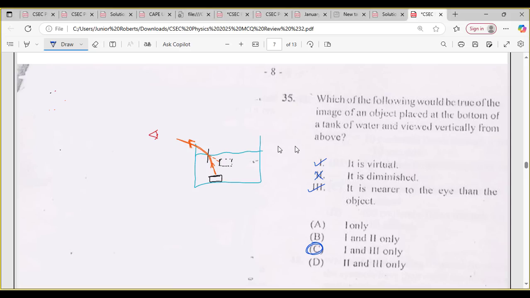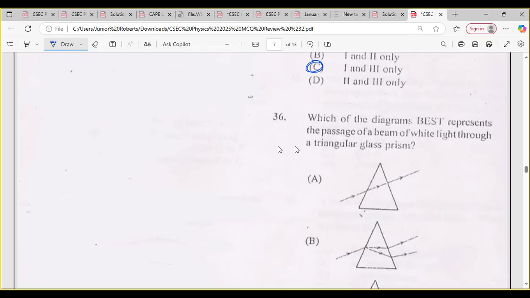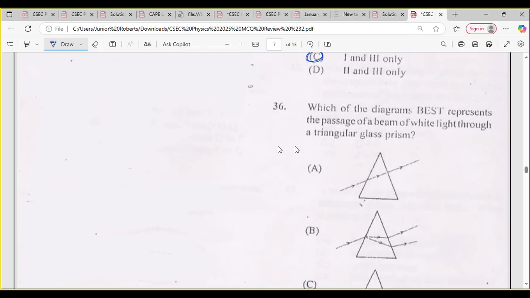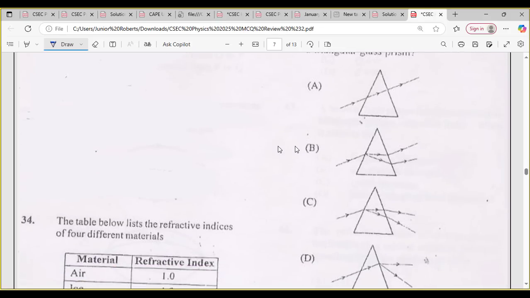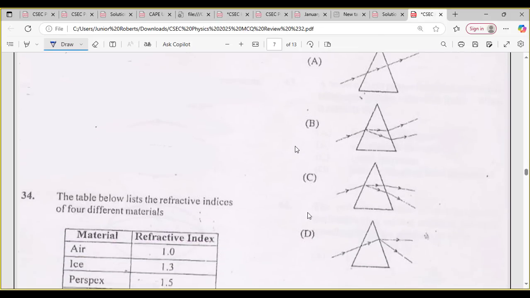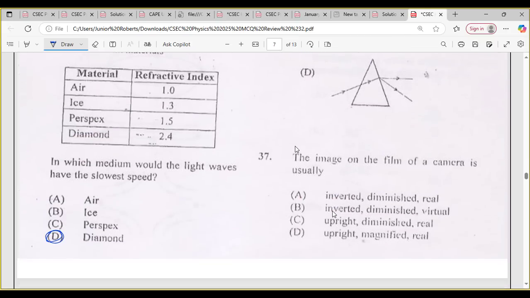Alright, so we continue. 35 we said was C. 36 now says, which of the diagrams best represents the passage of a beam of white light through a triangular glass prism? So we should see dispersion taking place. The one that shows that is C, because we're going to have the rays splitting at this boundary right here, and they're also going to split at this boundary. So the best answer in this case is C for number 36.